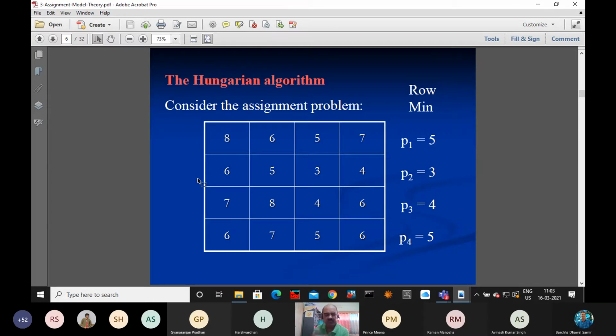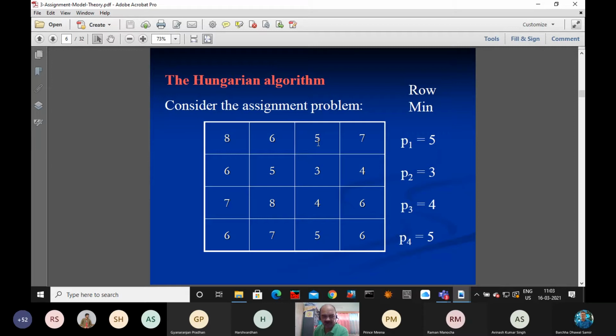So how to proceed? We check the minimum value in the first row. The elements are 8, 6, 5, 7. Among these, the minimum value is 5. So what you can do? We can subtract 5 from all the elements of the first row. If you subtract 5, the 8 becomes 3, 6 becomes 1, 5 becomes 0, 7 becomes 2. So there is 1 zero we have observed.